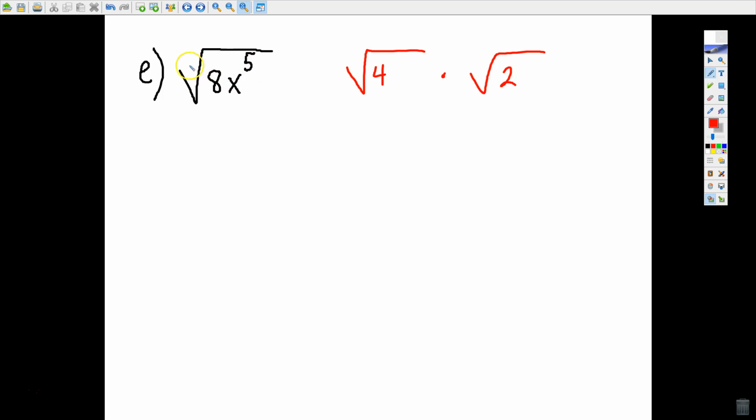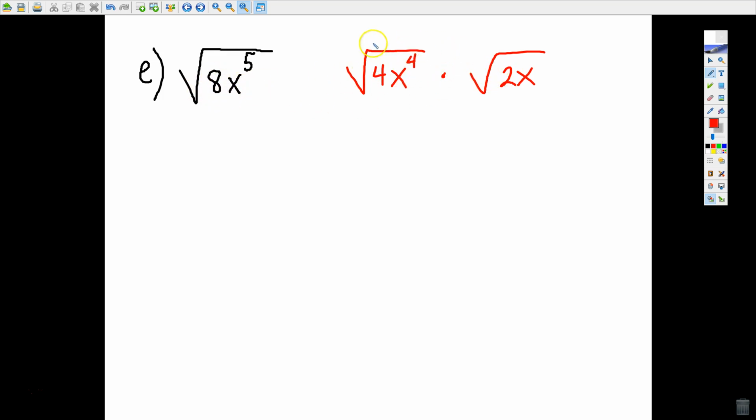And then for x to the fifth, this invisible 2 doesn't divide into 5 evenly, but I can do it like this. I can make it 4, which is divisible by 2. And then over here, to make it equal x to the fifth, I'll just include x to the first. So again, just do a quick glance. Do these two red radicals multiply to give you the black?